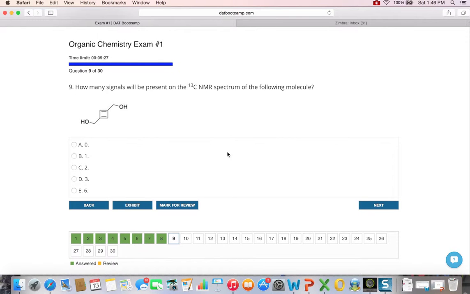How many carbon signals? This one's a really symmetrical molecule, so this carbon and this carbon are equivalent. This carbon and this carbon are equivalent. These two carbons are equivalent. That's 3 environments. Answer choice D is the best one.